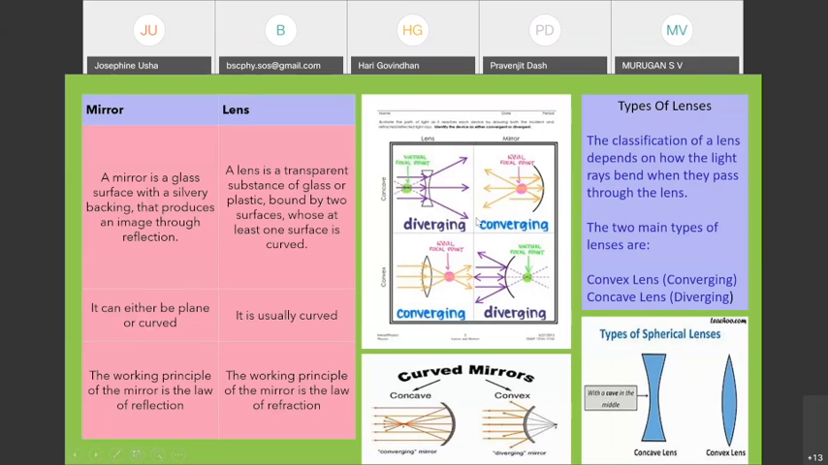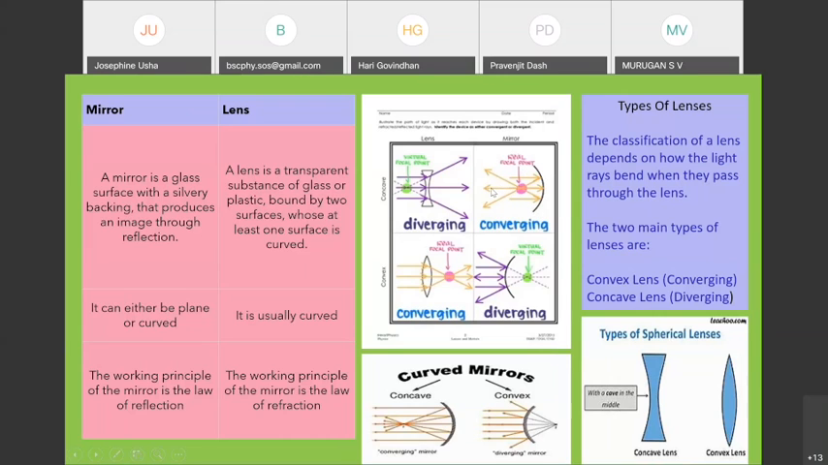Now, what about the converging and diverging property? See, actually we are using mirrors and lenses to converge the light ray or diverge the light ray. So which one diverges and which one converges, in both mirrors and lenses? See, first for mirrors, concave and convex. The upper one is concave, this one is convex. See, for concave, the outer surface is polished.